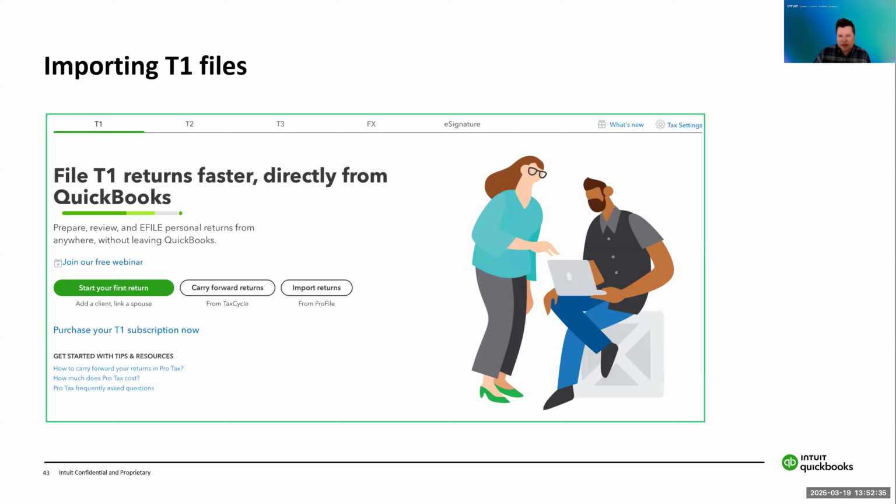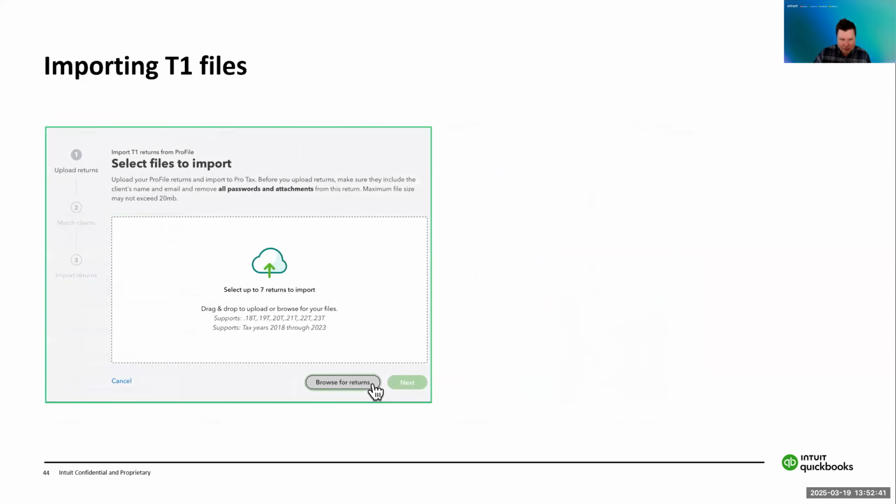So all you have to do is click on Import Returns, and then you choose the tax app that you are importing from. You then can select up to 7 returns at a time, and you can either just browse and use your Windows Explorer, or you can drag and drop the returns onto this screen and then import them from there. Once you have them showing there, you just click on Next.